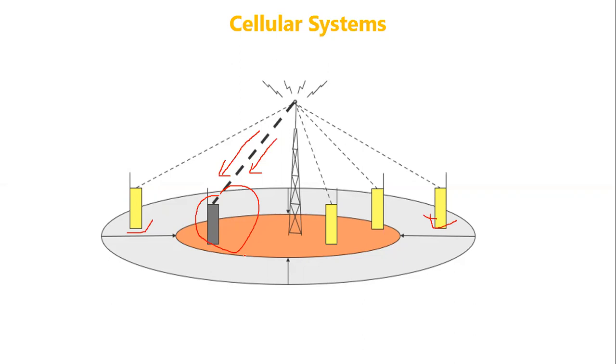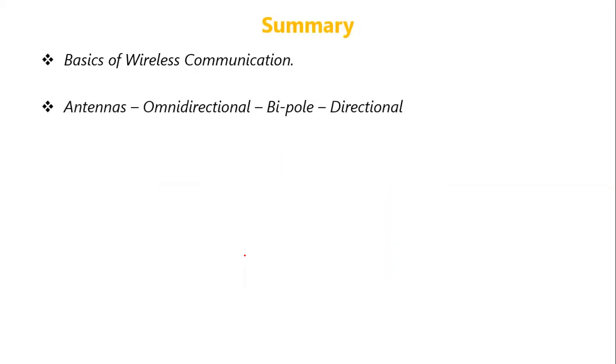So now let us have a brief summary of whatever we have discussed so far under wireless transmission. Under this heading, initially we have discussed the frequencies of radio transmission. Under the basics of wireless communication, we have discussed the various frequencies, from very low frequencies to extremely high frequencies, and different frequencies for communication of different information.